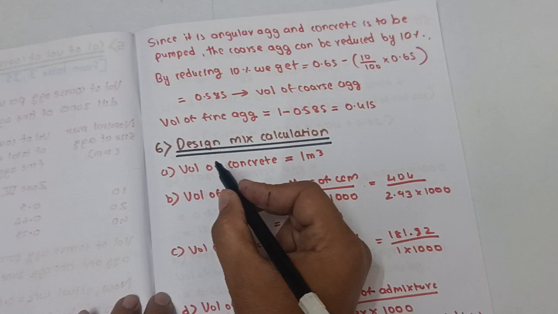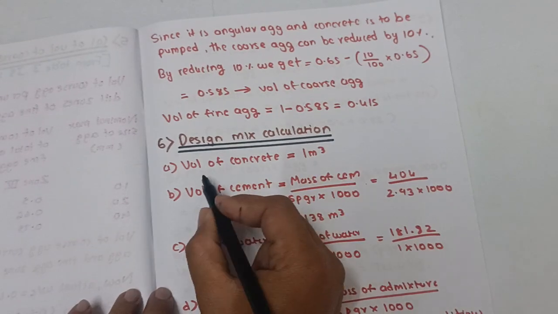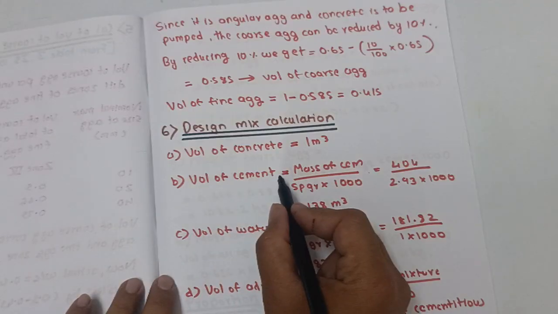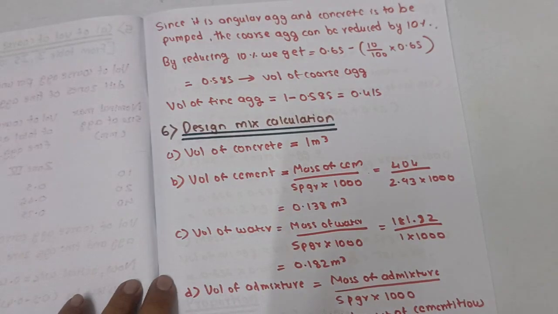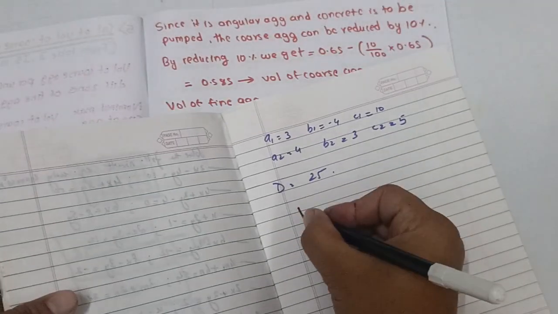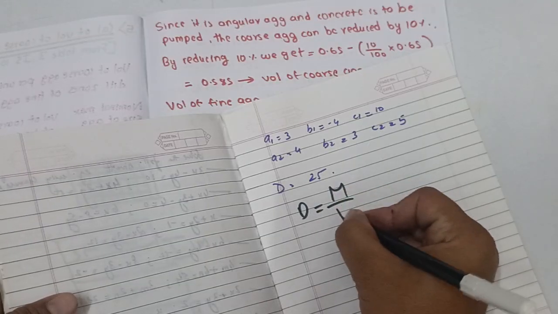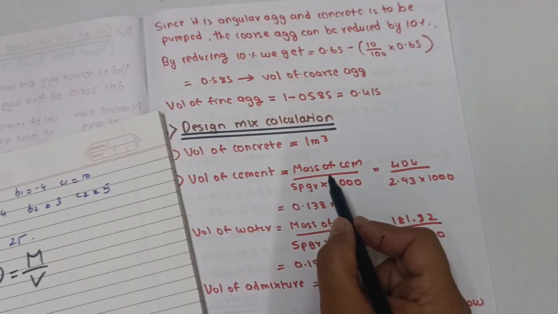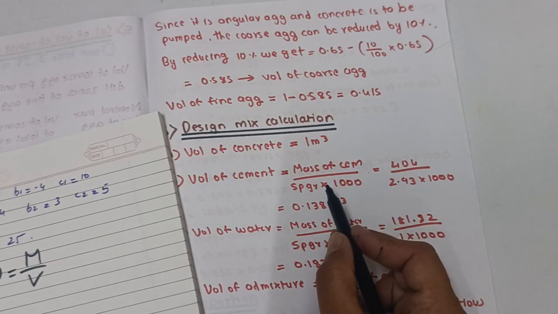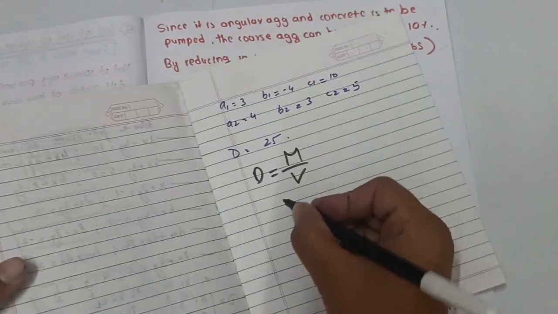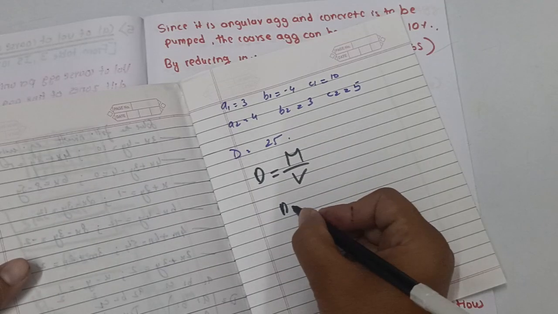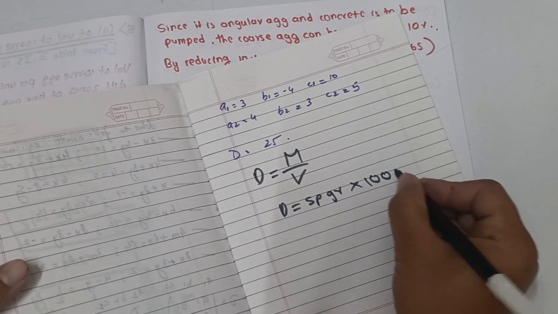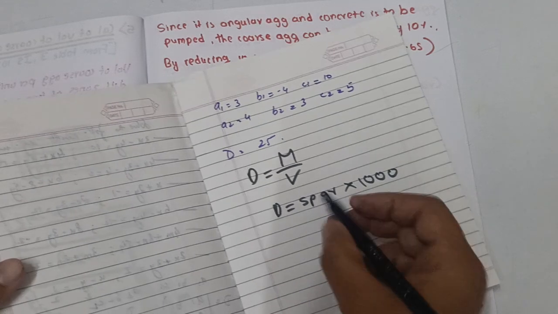Next is sixth step, mix design calculation. For volume of concrete 1 m cube, volume of cement becomes, as we know, density is equal to mass by volume. Here volume of cement is equal to mass of cement upon specific gravity into 1000. This is the formula for finding out density.